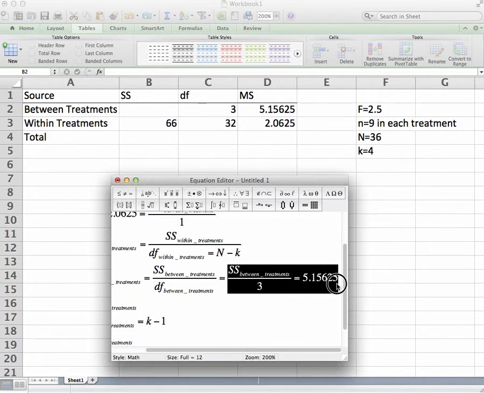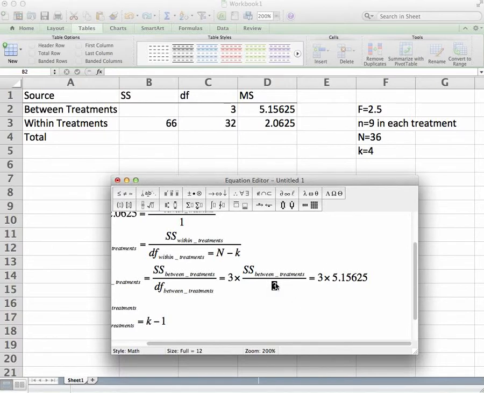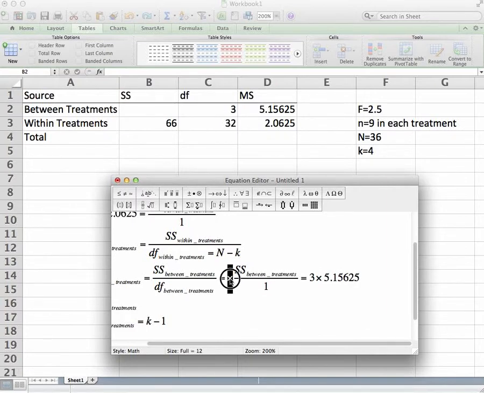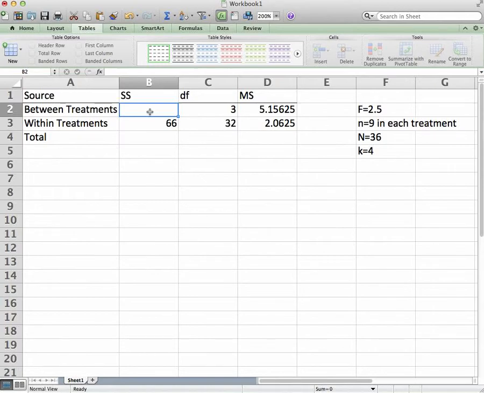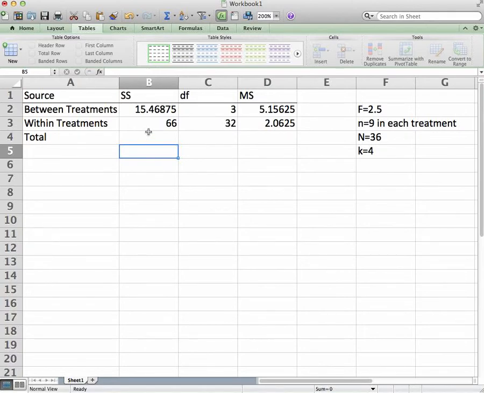Okay. Same deal. We're going to multiply both sides of this by 3. These two cancel out. And we get sum of squares between treatments is equal to 3 times 5.15625. Or this is equal to this times this. Well, there's only a couple more things to fill in.